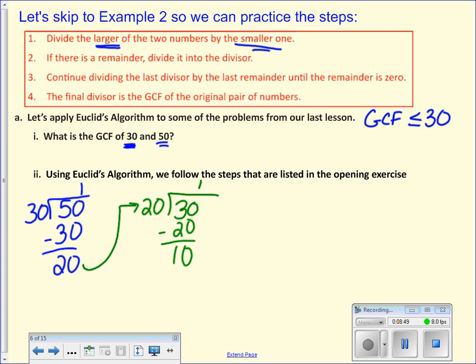Did we do the same thing? So my 10, my remainder becomes my divisor. And my last divisor becomes my dividend.